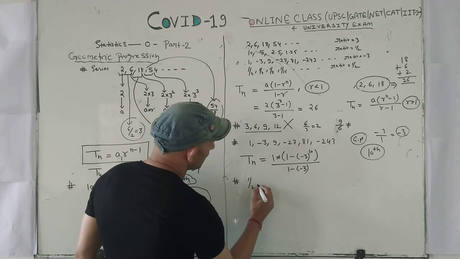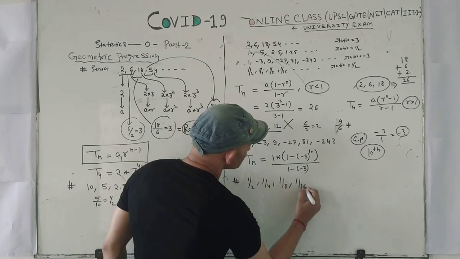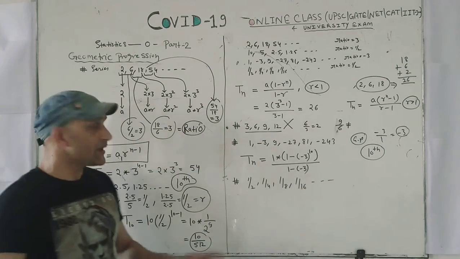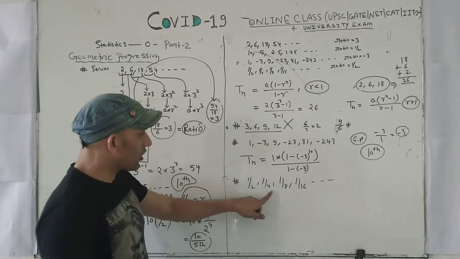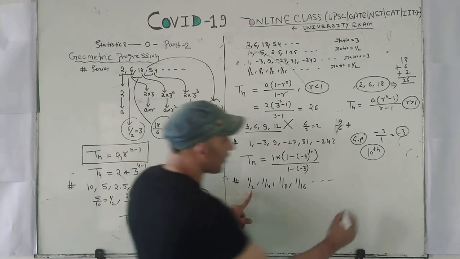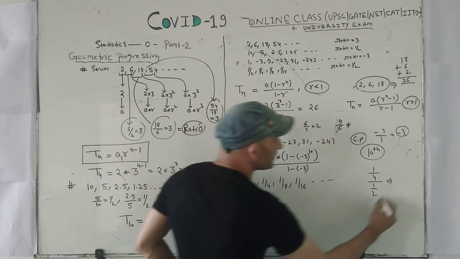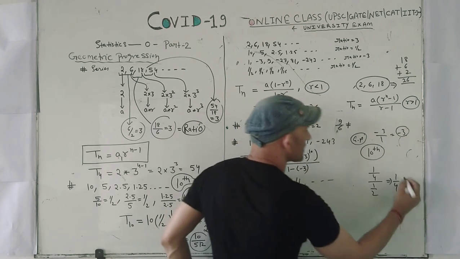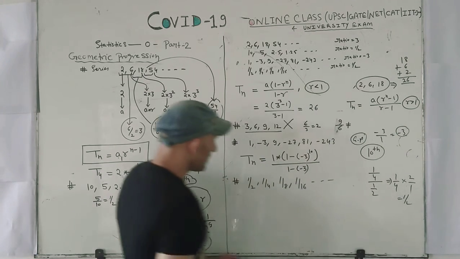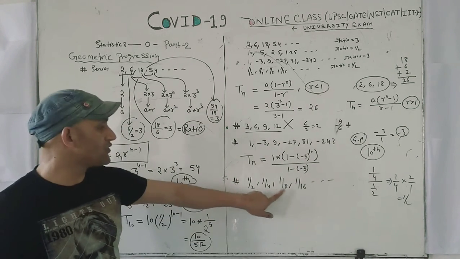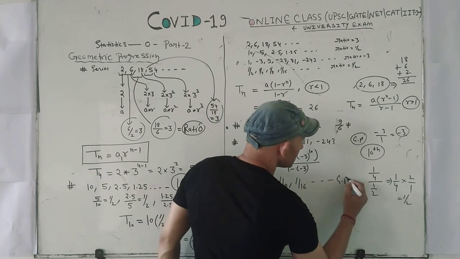Suppose you have this series: 1 upon 2, 1 upon 4, 1 upon 8, 1 upon 16, and so on. He is asking whether this is GP or not. Again, 1 upon 4 upon 1 upon 2. Whenever you are solving this problem, 1 upon 4 divided by 1 upon 2, it will be just the opposite, 2 upon 1. So this is 1 upon 2. Now 1 upon 8 upon 1 upon 4, that is also 1 upon 2. So this is GP.